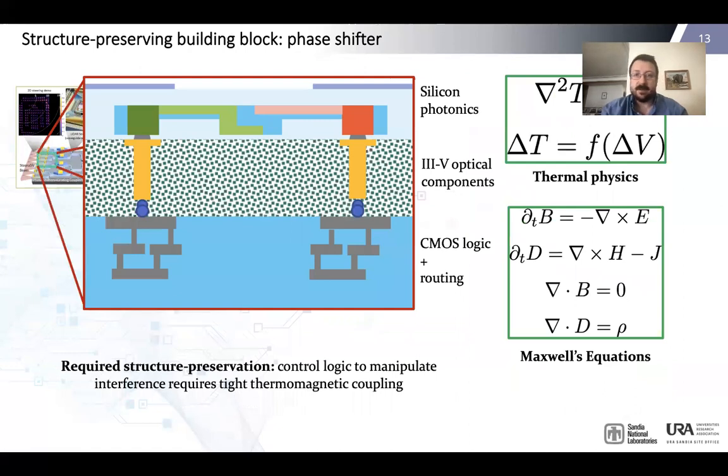Another building block that we're going to have to build is this phase shifter. In this phase shifter, like I said, we're inducing a thermal gradient. So that means we need to simulate the thermal physics within this component. And then those thermal physics modulate the permittivity, right? So that's the material property within Maxwell's equations. And so here we need this tight coupling between electromagnetism and the thermal physics in order to get this control logic, right? This is the mechanism that we're using in order to shape and steer the beam itself, right? So we need a good coupled multi-physics representation.